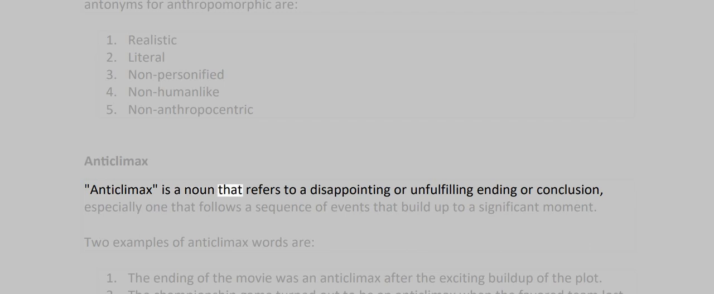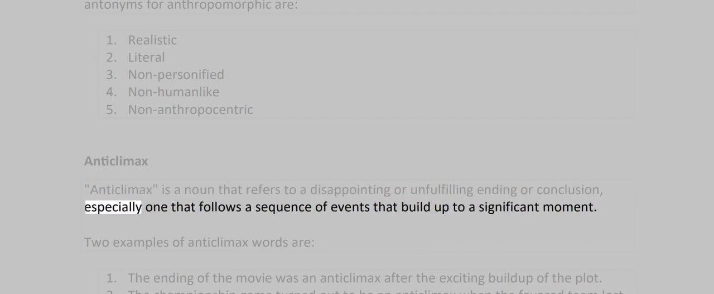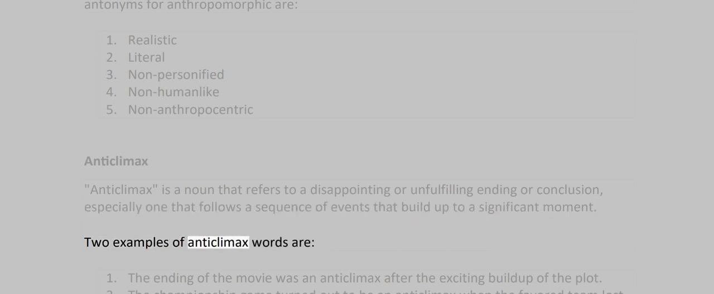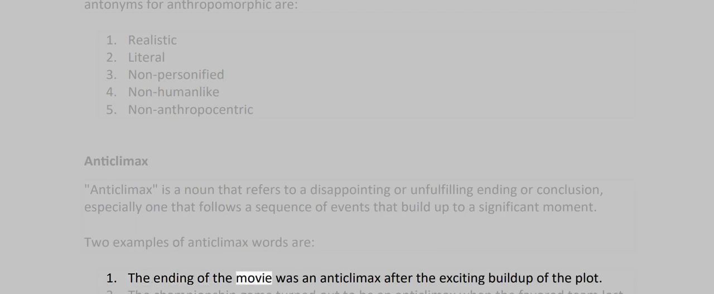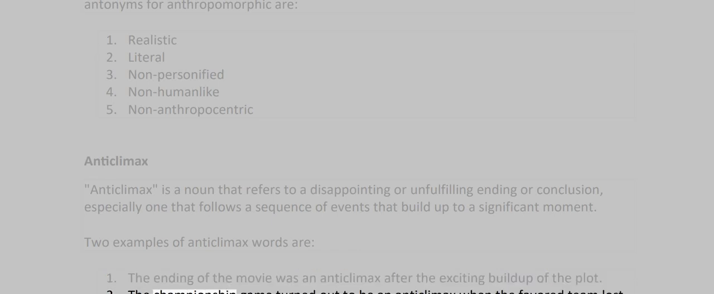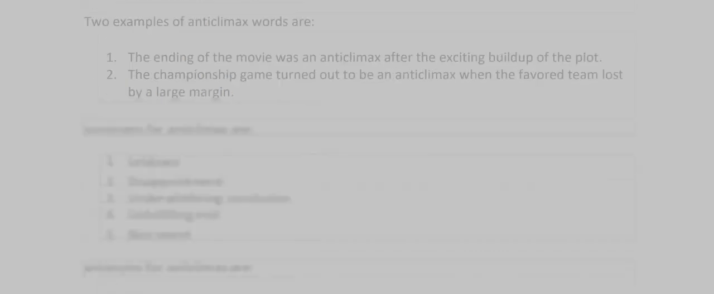Anticlimax is a noun that refers to a disappointing or unfulfilling ending or conclusion, especially one that follows a sequence of events that build up to a significant moment. Two examples of anticlimax words are: 1. The ending of the movie was an anticlimax after the exciting build-up of the plot. 2. The championship game turned out to be an anticlimax when the favored team lost by a large margin.